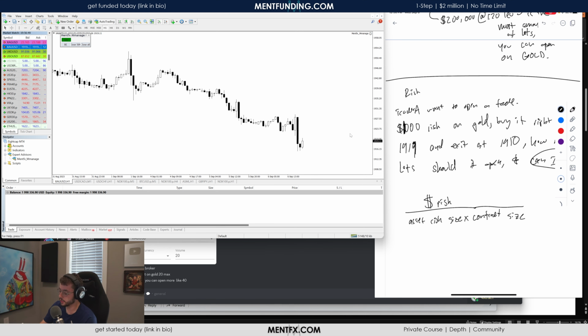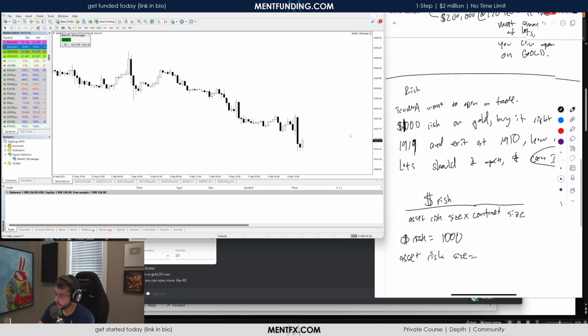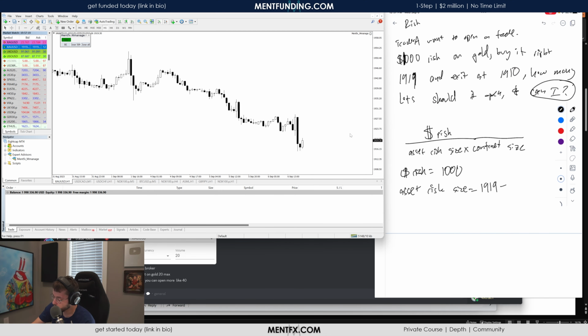Very simply, let's fill this in now. So we have $1,000 of risk that we want to put onto a trade. Before I do this, let me get rid of this. What we need to do very quickly is calculate asset risk size. So let's write them all out. Very simple. The dollar risk equals 1,000. The asset risk size equals 1919 minus 1910, which equals 9. And then we have contract size, which we've already determined through our broker by checking the specification setting in the MetaTrader, and that puts us at 100.